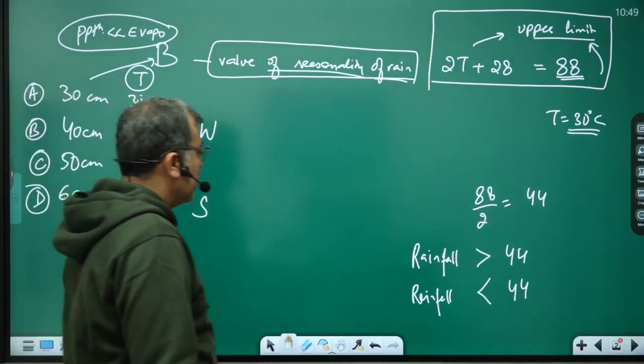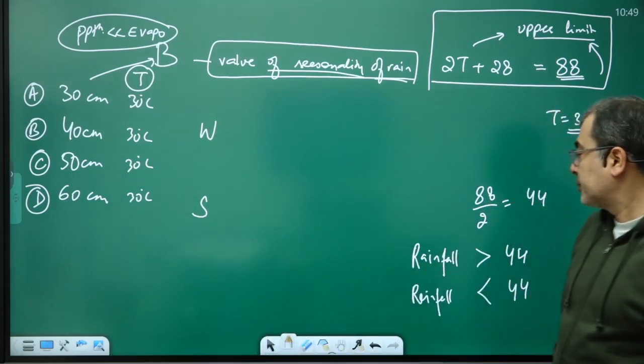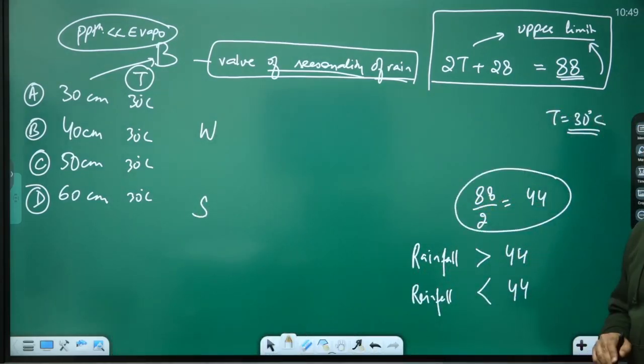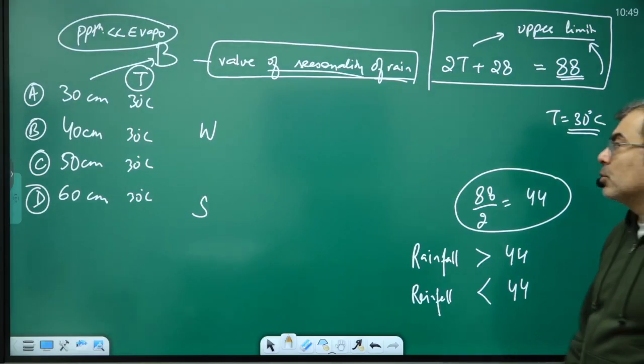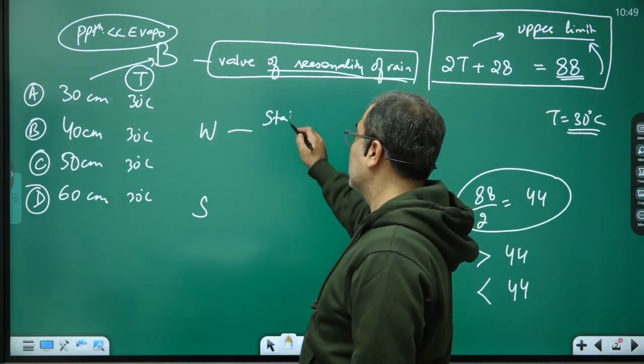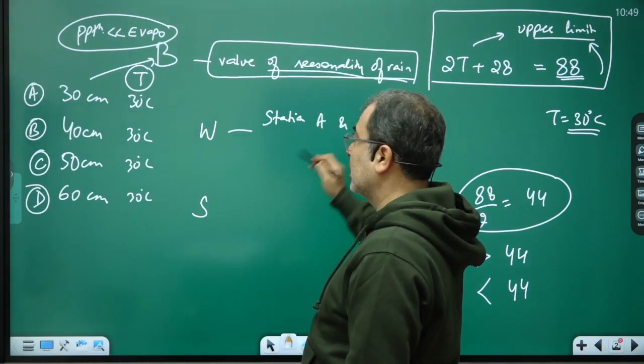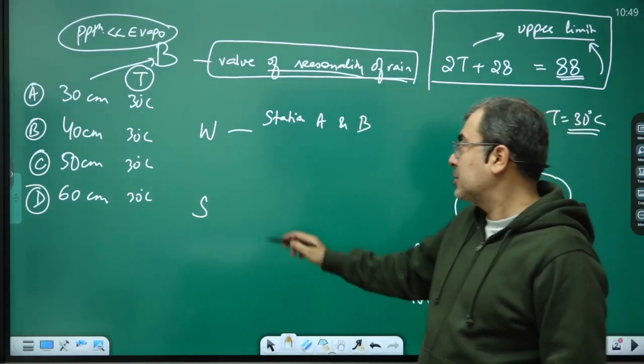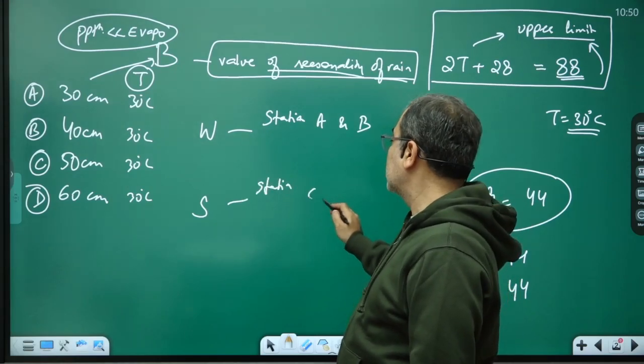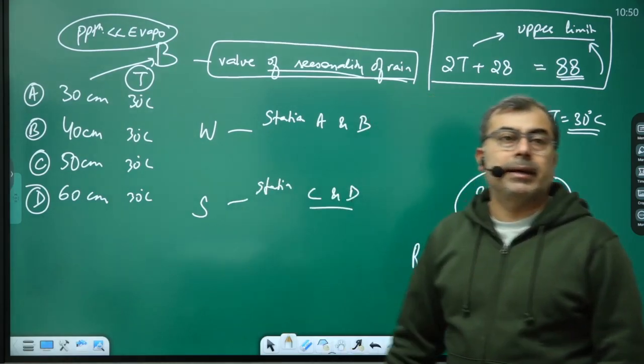So tell me quickly, which one is going to be W? 44 is the cutoff. Which one is W out of A, B, C, D? W means dry. It means it should be less than 44. So which one is W? Station A and B are W and station C and D are S.